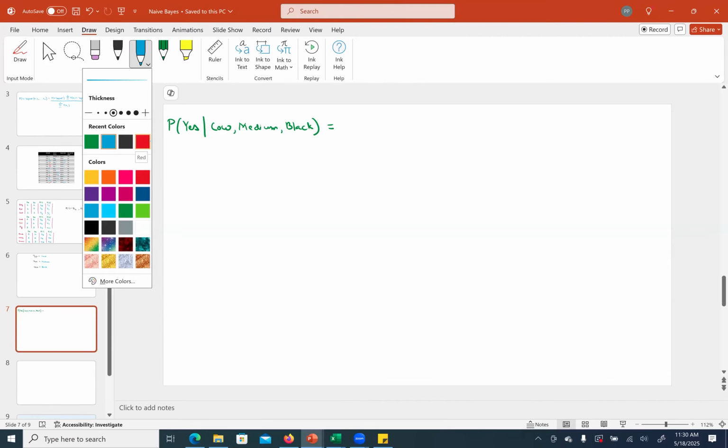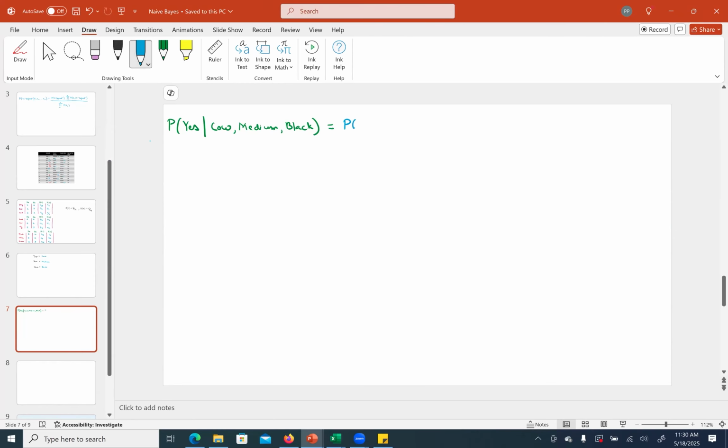can anyone tell me what the equation will look like? Probability of yes, times probability of cow given yes, times probability of medium given yes, times probability of black given yes, whole upon probability of cow times probability of medium times probability of black. Very nice. This whole thing divided by probability of cow, medium, and black. Yeah, nice.